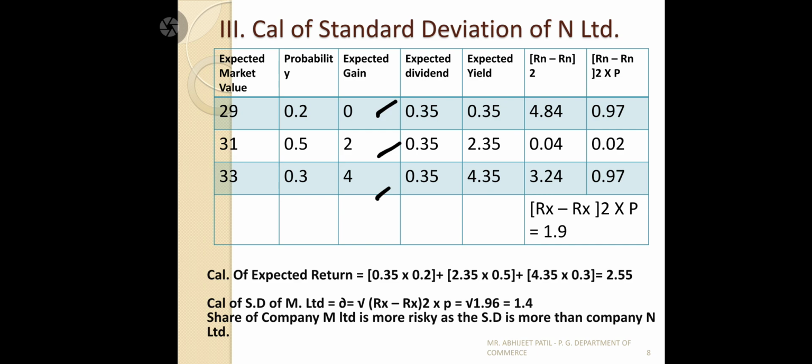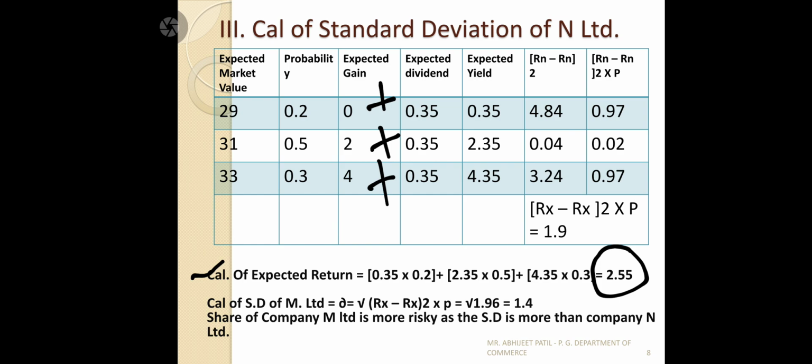Then how do we find the expected yield? Expected yield is equal to gain plus dividend. So 0 plus 0.35, 2 plus 0.35, 4 plus 0.35 gives 0.35, 2.35, 4.35. Once we get that, we should calculate the expected rate of return: 0.35 into 0.2 probability plus 2.35 into 0.5 plus 4.35 into 0.3, which gives an expected return of 2.55 for N Limited for the financial year 2011-12.